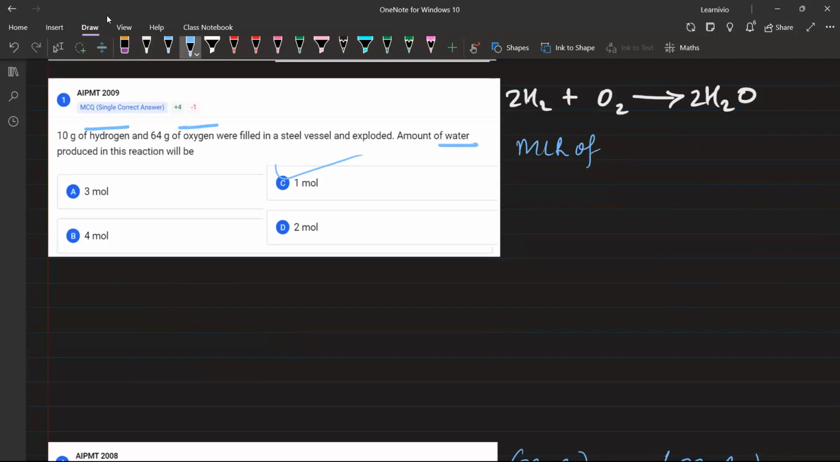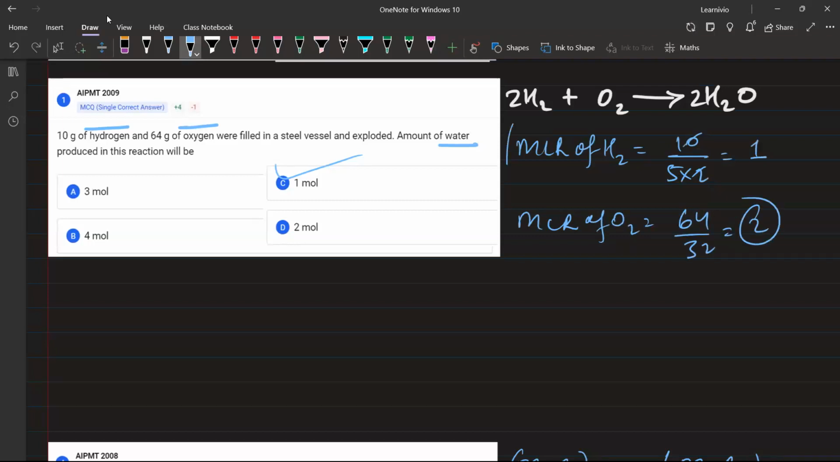MCR of H2 will be equal to 10 divided by 5 into 2. This will be equal to 1. Correct? It will be 1, right? Okay, here the number of moles itself will be different. MCR of O2 is equal to 64 divided by 32, that is equal to 2. Okay, MCR is itself different. So MCR of H2 will be equal to 1.